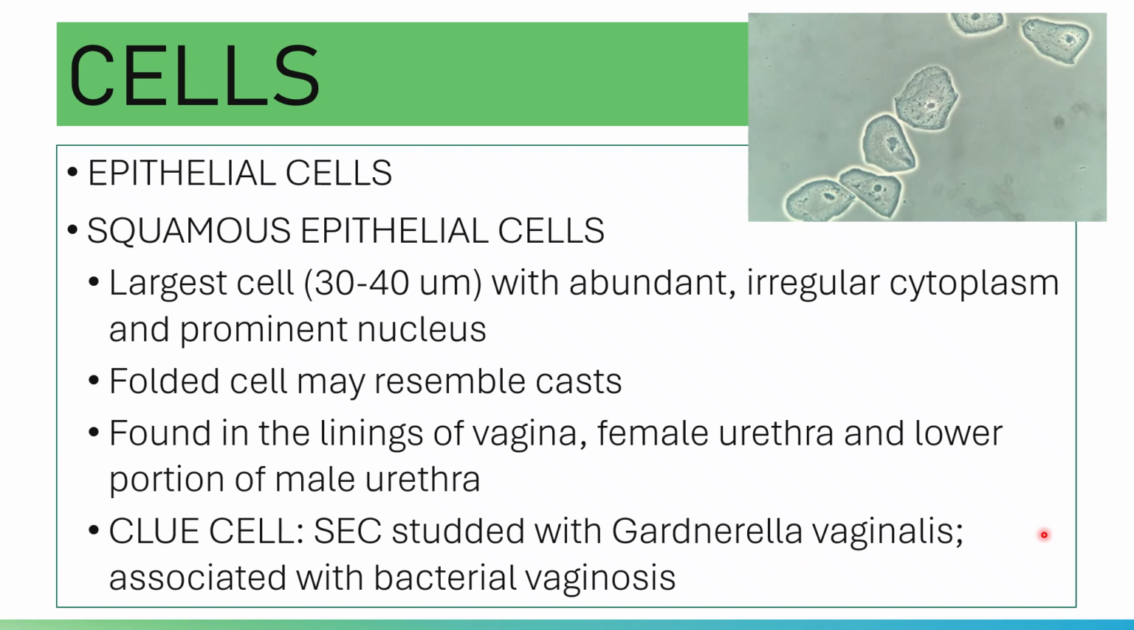To be considered a clue cell, the bacteria should cover most of the cell surface, or 70% of the cell surface should be covered by the bacteria. And it should extend beyond the edges of the cell for it to be called a clue cell accordingly.